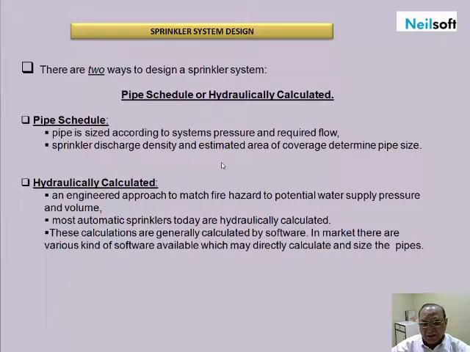These calculations are generally done by software. In the market, there are various kinds of software available which may directly calculate and size the pipes. We in NILSoft also have a software to calculate the hydraulic pipe size of sprinkler systems. A copy of this may please be obtained from our system department. The name of the software is Elite.